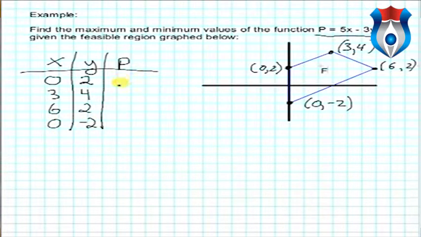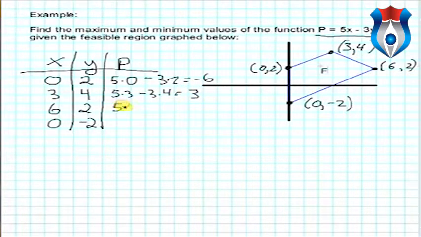So now we can calculate p by substituting in. Here we have 5 times 0 minus 3 times 2, we get -6. Here we have 5 times 3 minus 3 times 4. That's 15 minus 12, we get 3. Here we have 5 times 6 minus 3 times 2. 30 minus 6 is 24. And finally, 5 times 0 minus 3 times -2 is a +6.